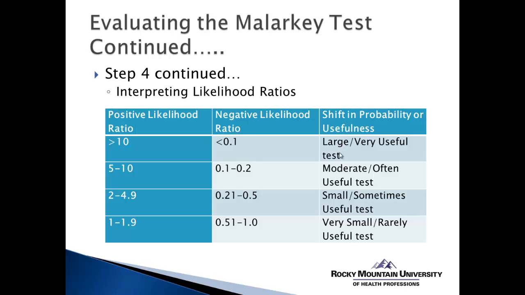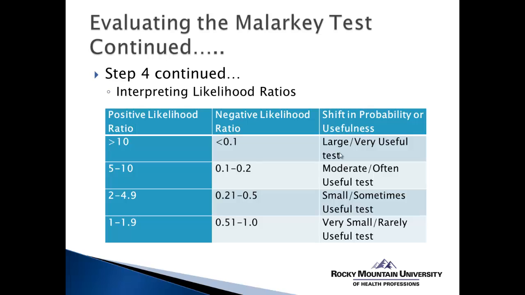So again, to summarize, a positive likelihood ratio indicates the level of confidence we have after performing a test that a condition is actually present when a test result is positive. In other words, the true positive result. So the greater the value of the positive likelihood ratio, the more likely we will get a true positive result.